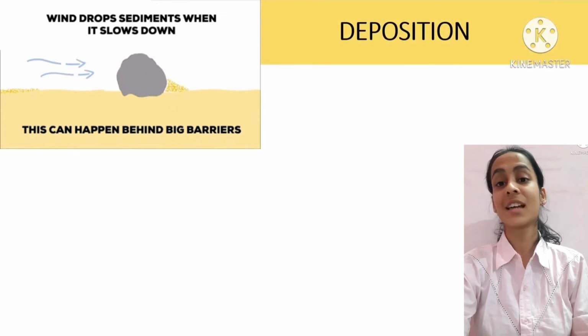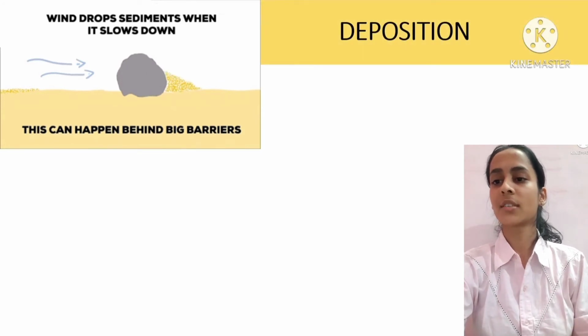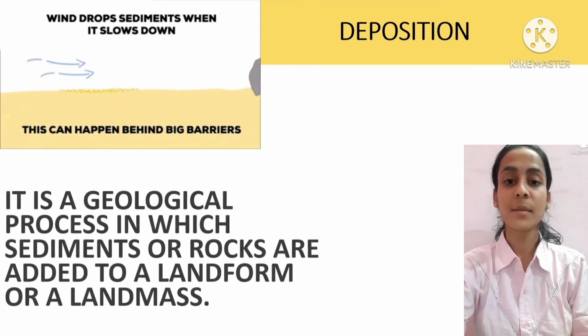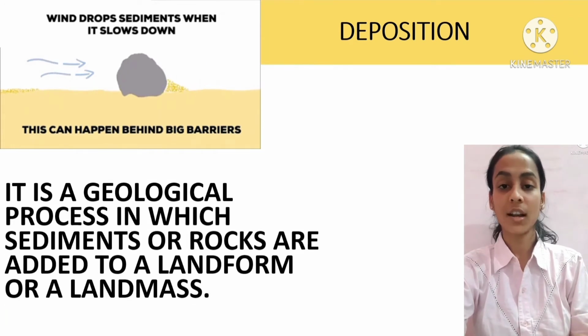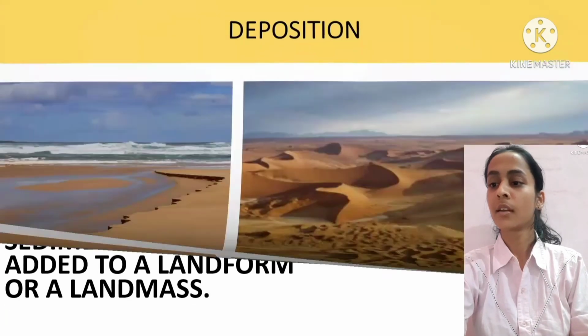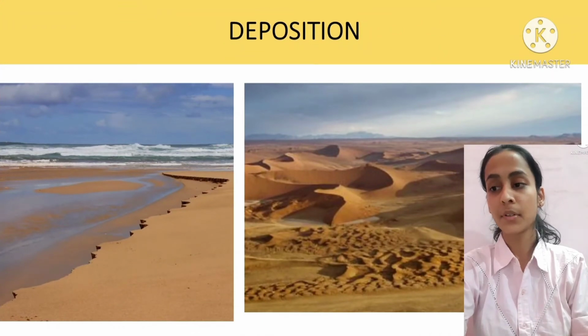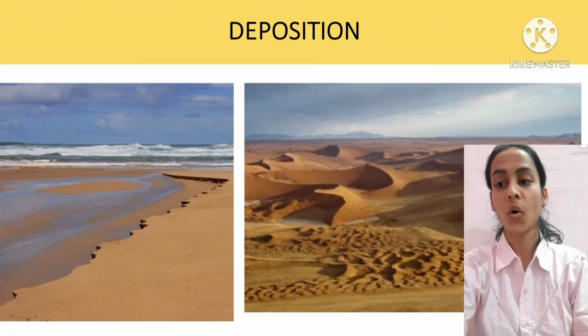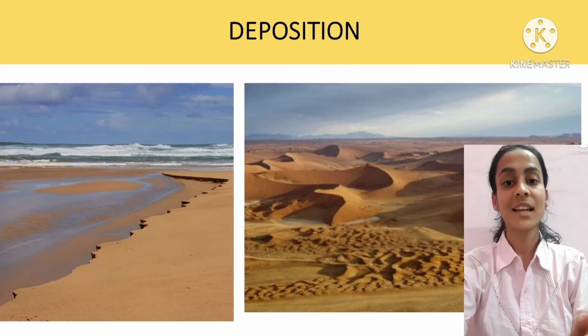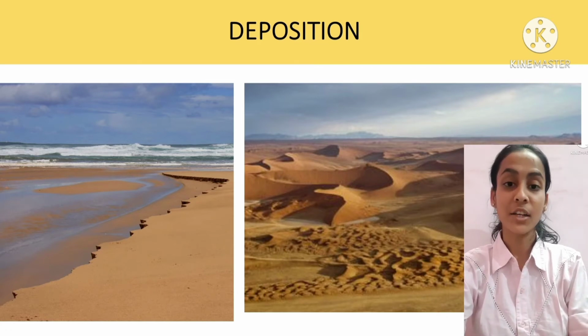The third process is deposition. It is the process in which rocks or sediments are added to a landform or a landmass. For example, it can happen on a riverbed, at the bottom of a rock slide, or it can also take place in a desert, where we call them sand dunes.